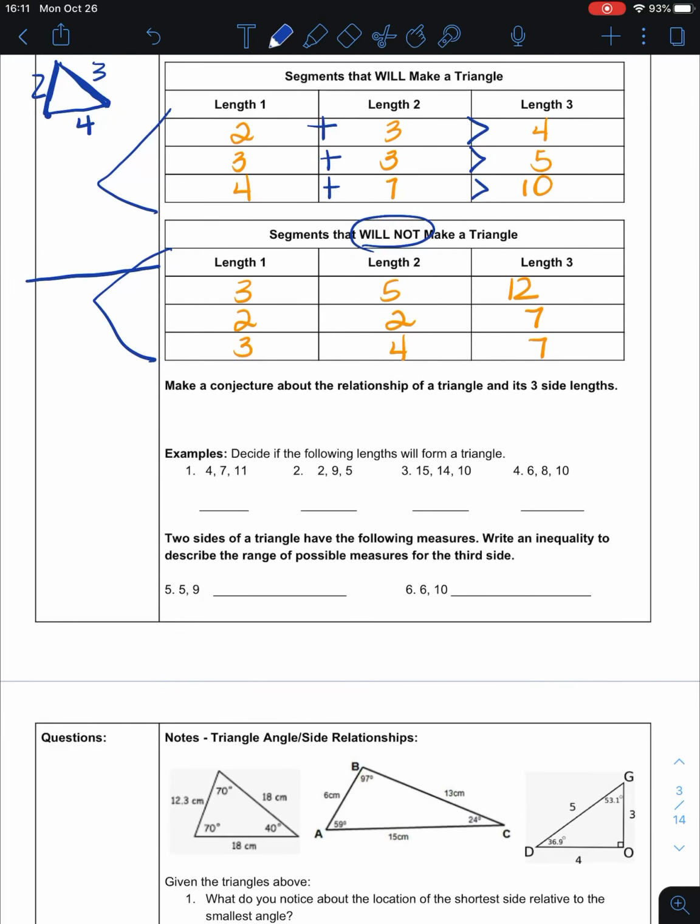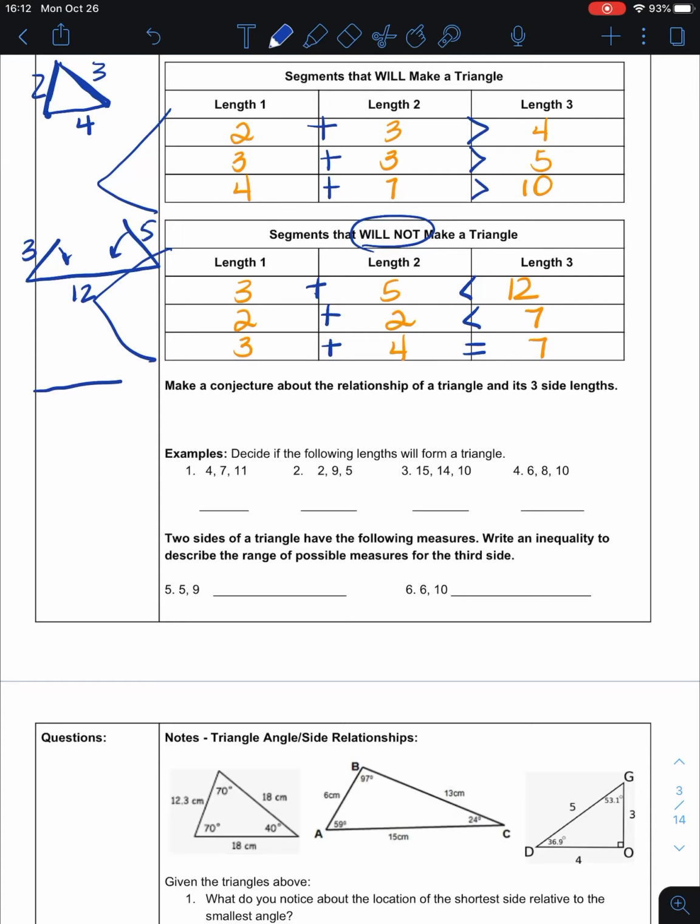Whereas if you look at these other ones, 3, 5, and 12, say I take that longest board, that's 12, and I nail a 3-foot board down here and a 5-foot board down here. When I swing those boards down, that's only 8 feet worth of board, so it's going to leave me with 4 feet of space. That's not going to make a triangle. Those two boards are not going to hinge down and hit each other. The same thing: 3 plus 5 is less than 12. 2 plus 2 is less than 7.